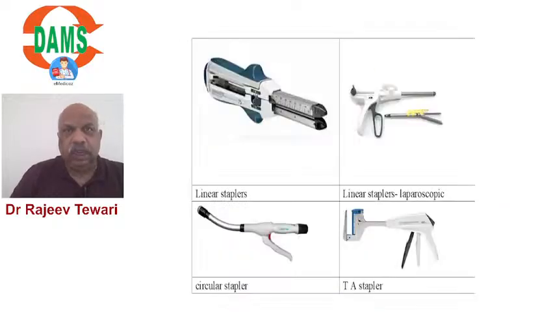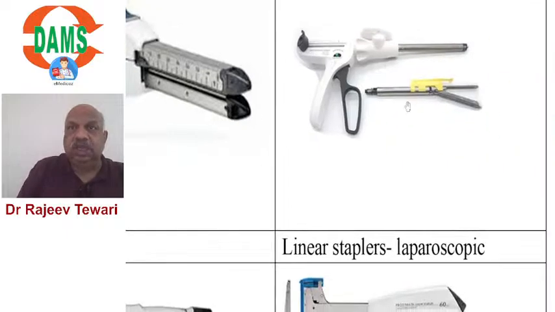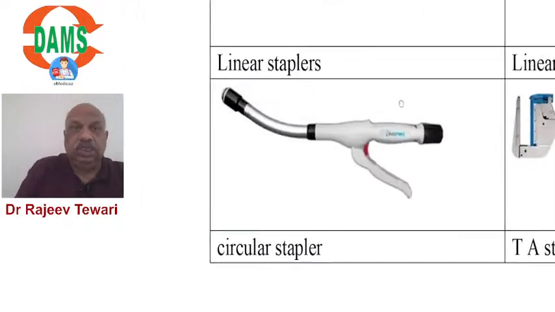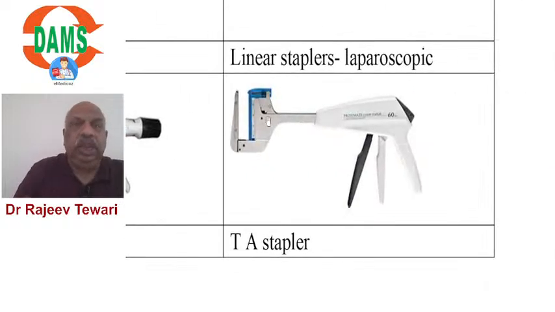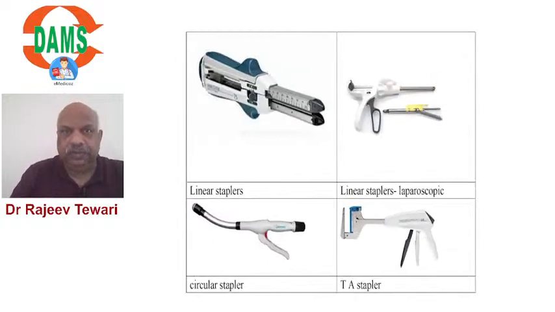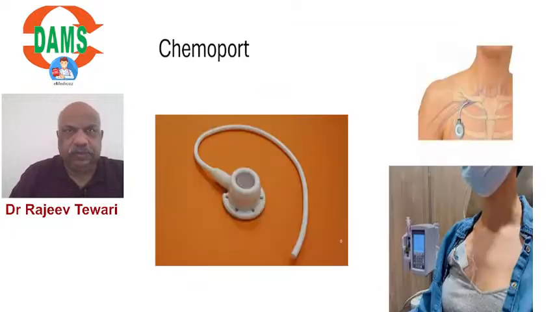This is Fogarty. These are 3 staplers. Linear, only used for side-to-side anastomosis, cut and staples. This is laparoscopic linear stapler. This is circular stapler, used for end-to-end anastomosis and end-to-side. And this is TA stapler. Only it will seal, it will not cut. It will only seal, staple without cutting. These two they cut, it doesn't cut, only staples.